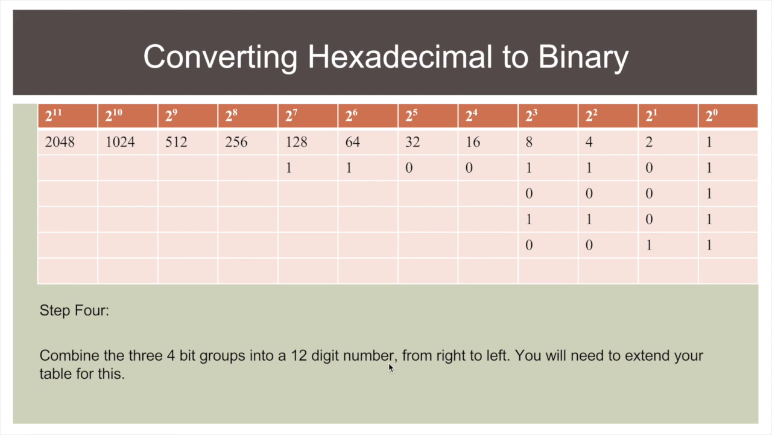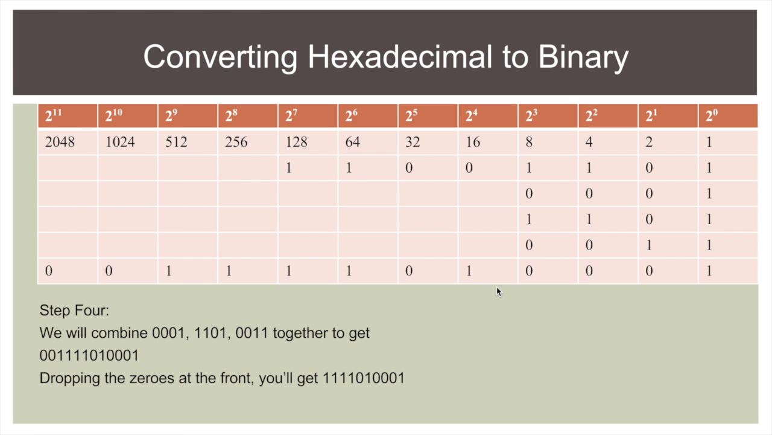For the next step, we need to expand our table. Okay, so you can see I've done that here. And we then combine our 3 4-bit groups into a 12-digit number, and we work from right to left again. Alright, so we can see our numbers here. And what we do is we put this number first, because that's the first number that we looked at, which was the least value from the hexadecimal, the 1. Okay, and that goes there. Then we take the D, 1101, and that goes in the next slot. And then we take the 3, and that goes in the far slot, 0011.